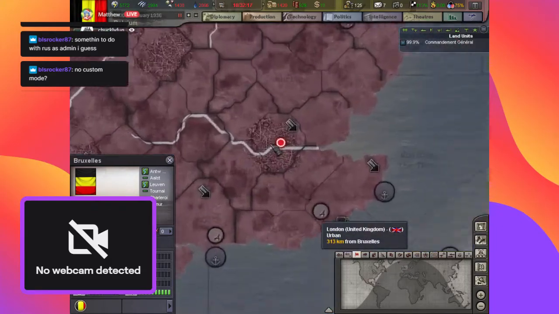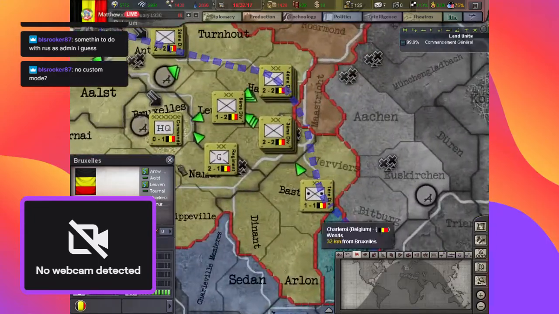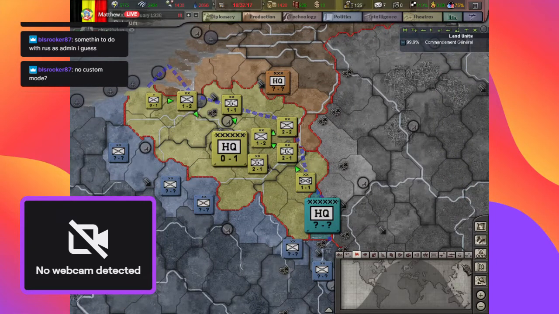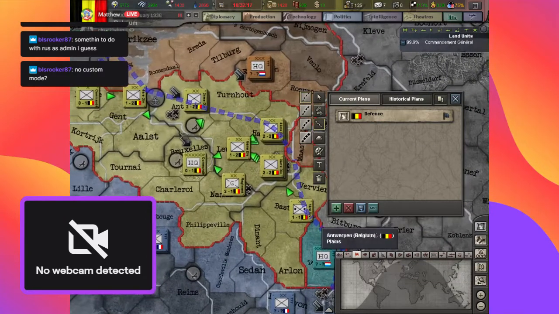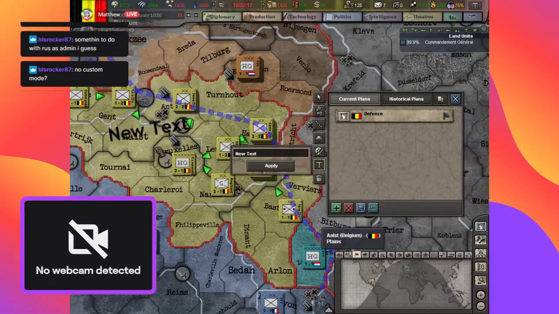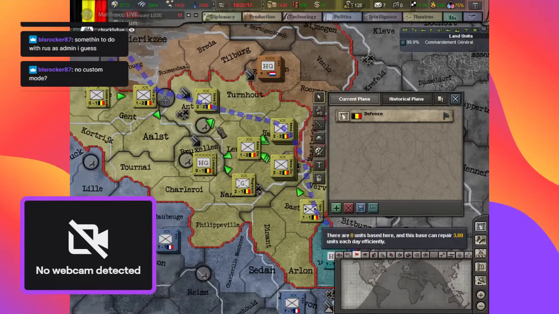Let's go. Okay, welcome back. Okay, so you see on the map here how I have this blue line. It's a little map feature that you can create. It helps you come up with a plan. You can add text if you want. I find it really helpful.